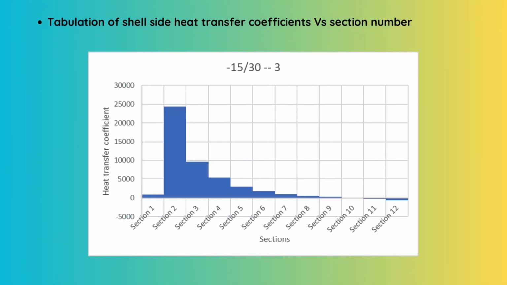This is the graph of one of the experiments showing the relationship between the shell side heat transfer coefficients and the sections. The coefficient value for section 1 is very small. Then, it increases to a peak and drastically decreases. This indicates that the heat transfer decreases significantly.